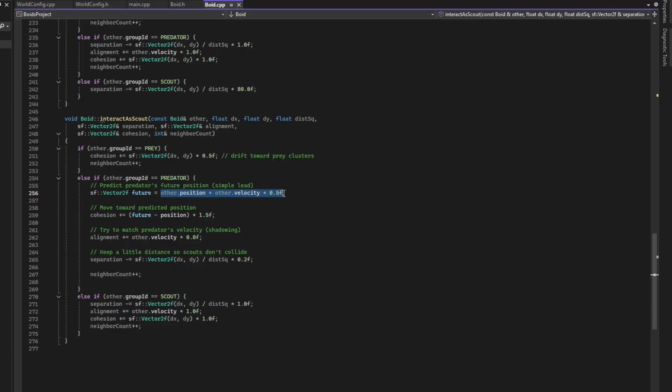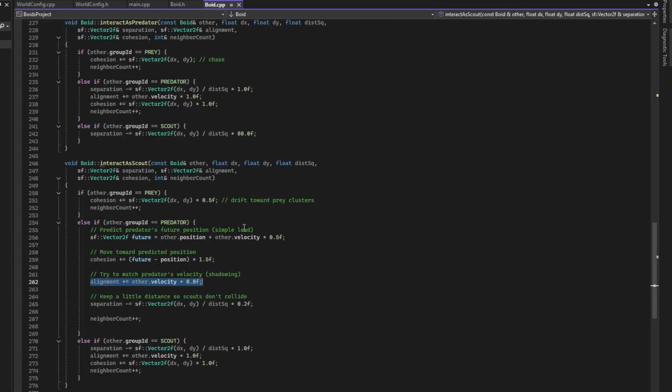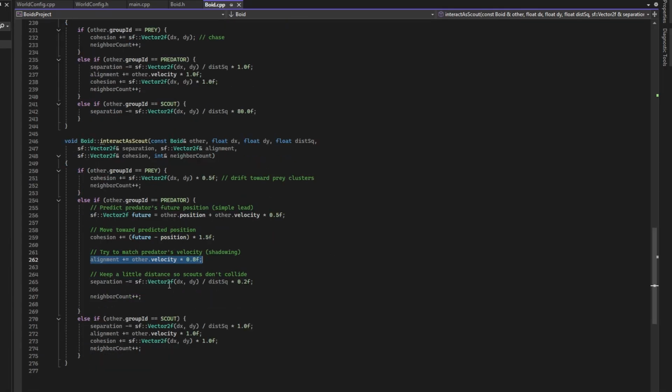So, okay, half their velocity plus their position is going to be where they are. And then their cohesion, they try to move towards that position. They align, they try to match the others, they try to match the predator's velocity. So they try to swoop in and kind of nudge the predator out of the way. And the nudging kind of just happens naturally because predators flee.